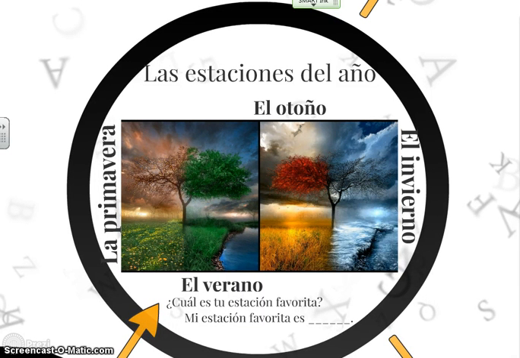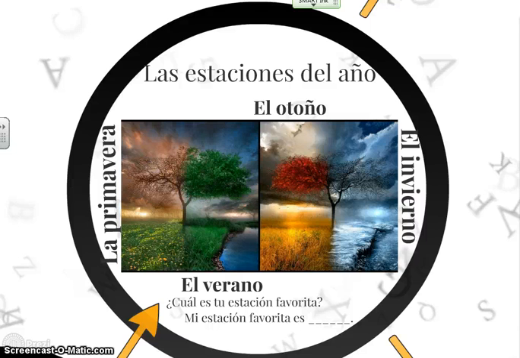Next, we have las estaciones del año, or the seasons of the year. First, we have la primavera, which means spring. El verano is the summer. El otoño means fall. And el invierno means winter.